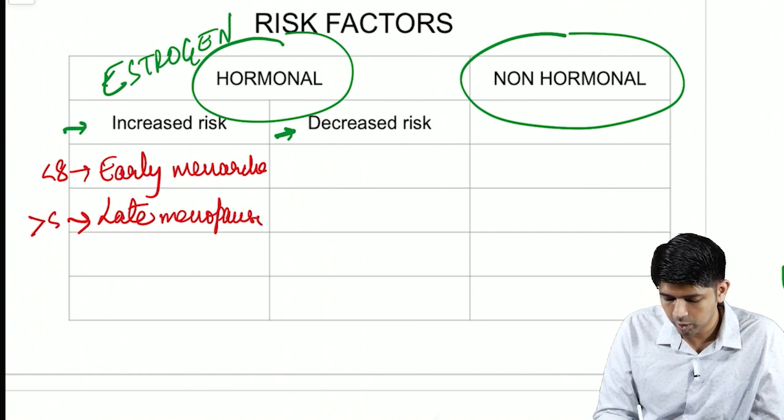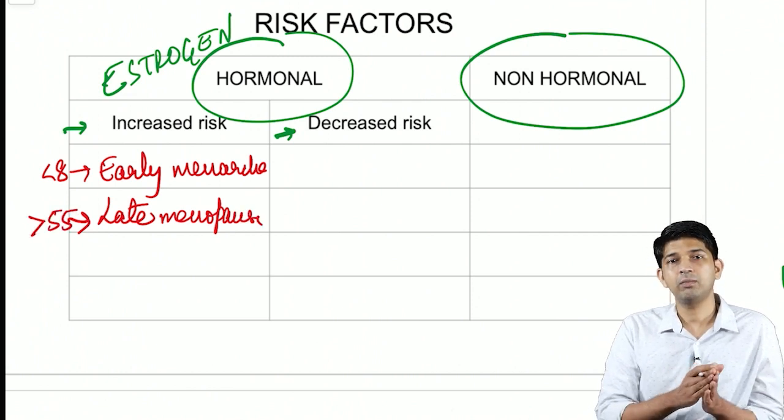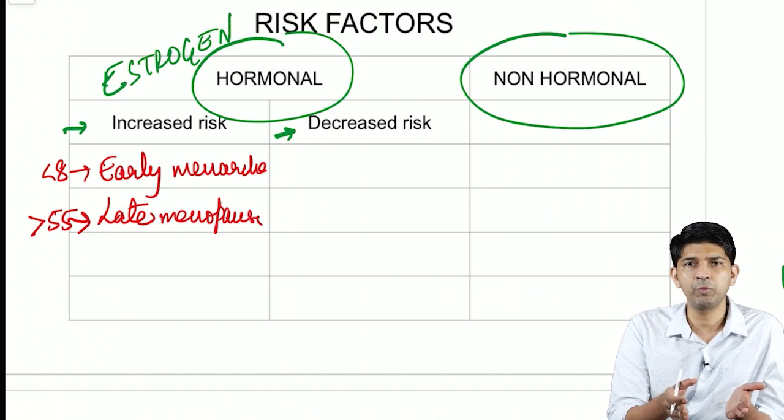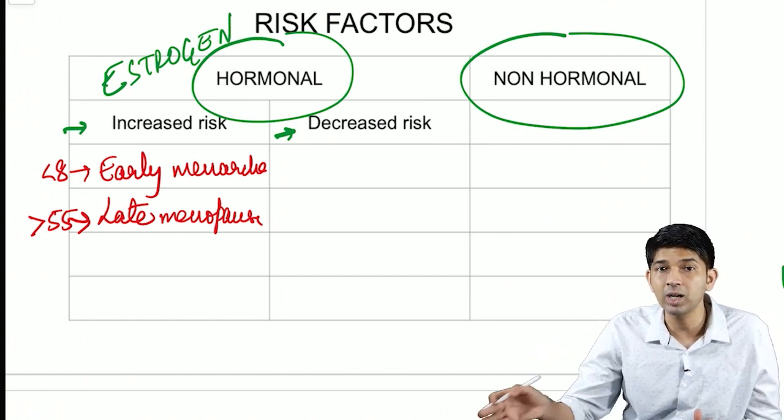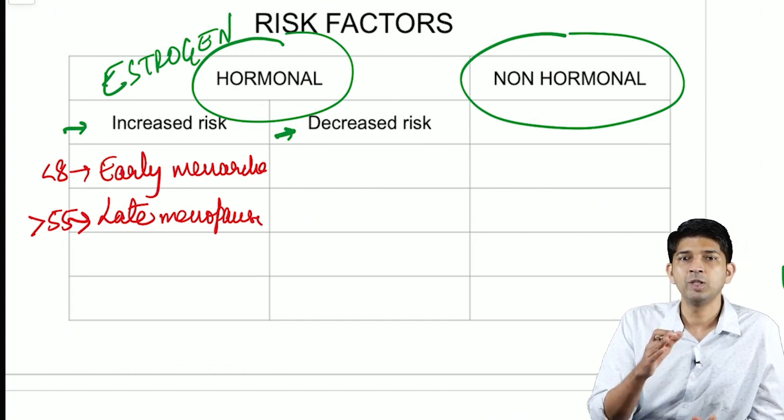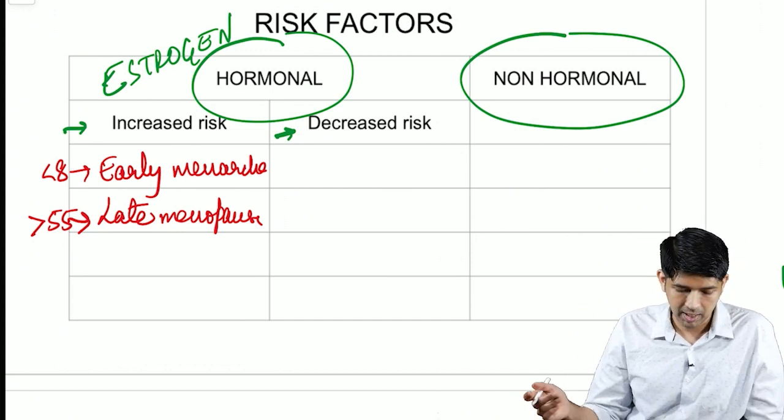Late menopause, that is more than 55 years of age. Normally it's supposed to be somewhere between 45 and 50, but these patients have menstrual cycles for 5 years longer than a normal or an average person. So that means they have a higher risk of developing cancer.